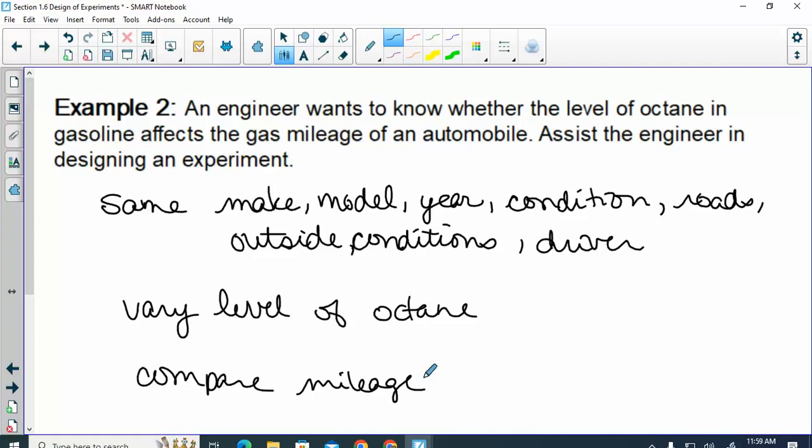So I might say, okay, we're going to take this car and I'm going to fill it full with this level of octane. I'm going to drive around this track until the car is empty and see how many miles I drove. Then I'm going to put the next level in it and drive around until it's empty and see. Would that be effective? Yes, but when you're designing an experiment, you have to control everything that might have an impact on the outcome, except the one thing we want to vary.